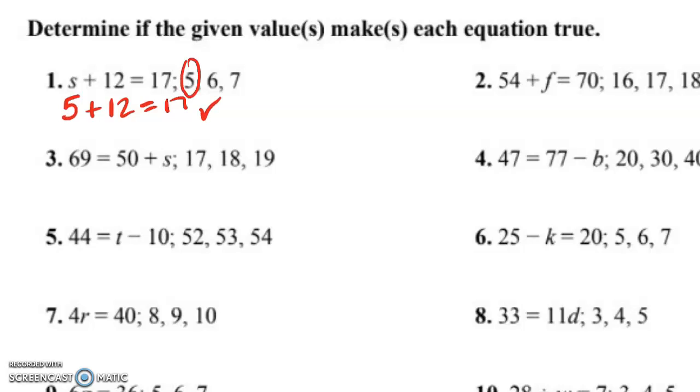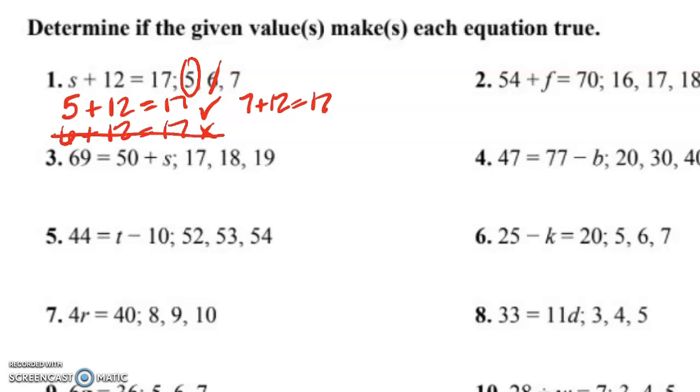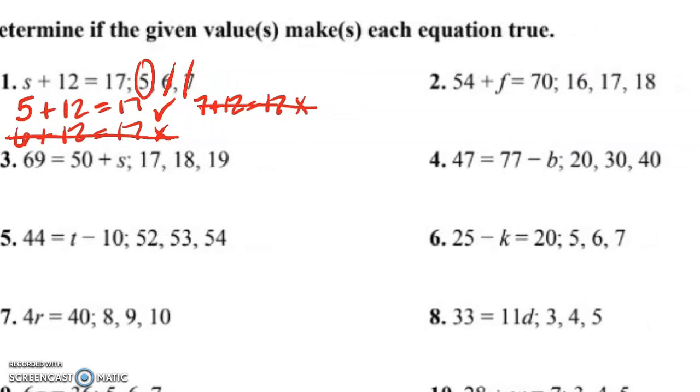That makes it work. Then I plug in the 6 for the s. 6 plus 12 equals 17. Nope. Mark that one out. And then 7 plus 12 equals 17. Is that a true statement? No. So that won't work. And then you'd move on to 2.